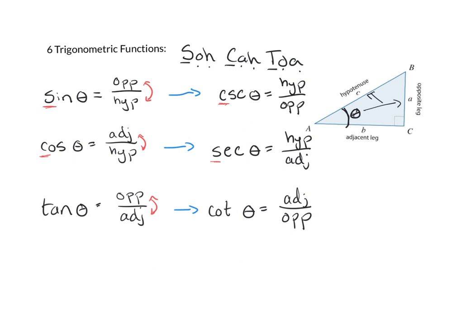We're not going to use this part too much, but cosecant is also 1 over sine. Secant is 1 over cosine. We'll come back to these later. And cotangent would be 1 over tangent.